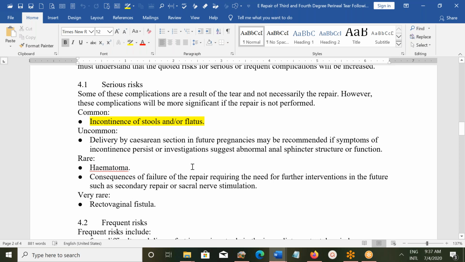So incontinence of stool and flatus, this is uncommon. Delivery by C-section in further pregnancies may be recommended if symptoms of incontinence persist or investigation suggests abnormal inner sphincter structure or function. Rare, we said 1 in 1,000 to 1 in 10,000, is hematoma formation.